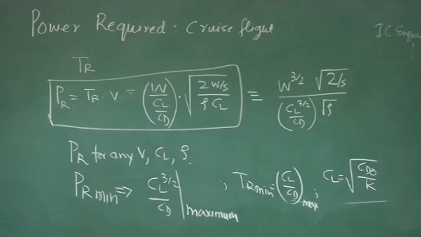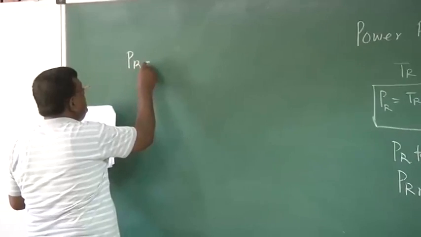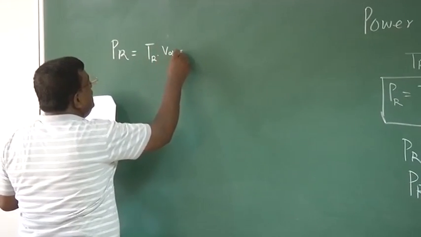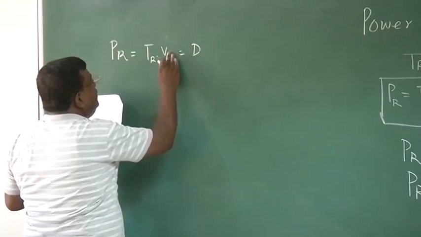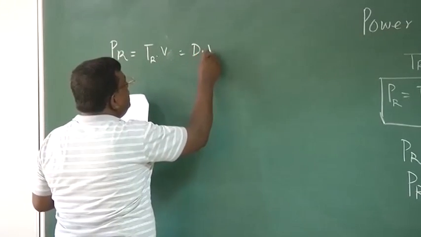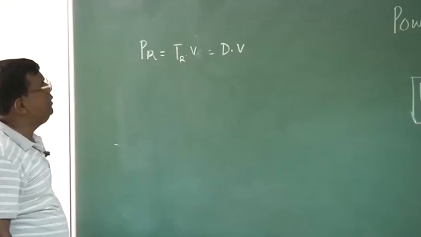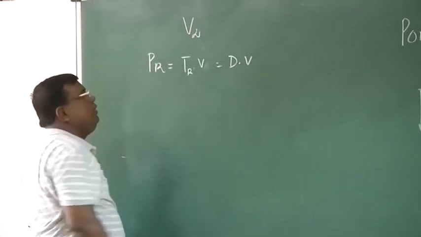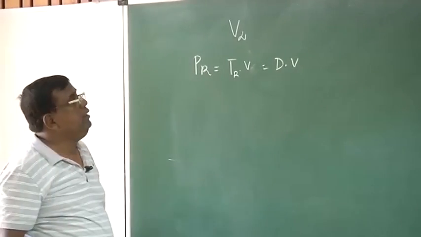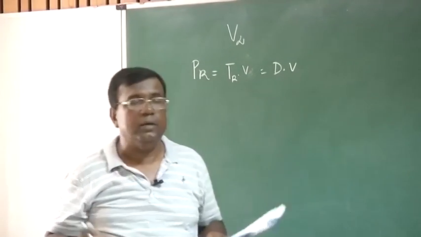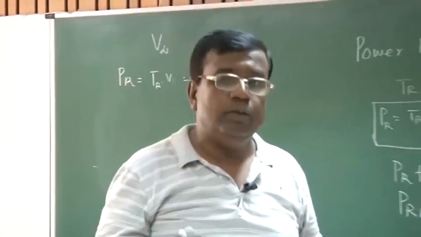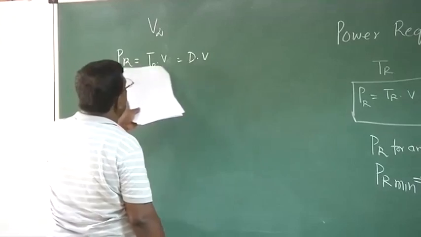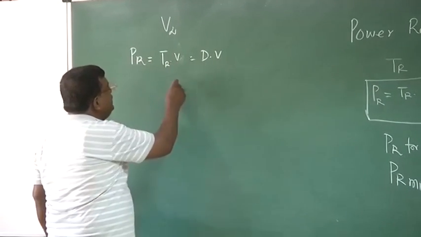So now I do a little bit of algebra or simple expression. T into V infinity is equal to D. I don't write infinity, V into V. Many textbooks follow the nomenclature for V, it is V infinity. It is called free stream velocity, that is the velocity far away from the aircraft. What is the significance of V infinity? We'll be talking about it as the course develops, right? But I am using V, right?